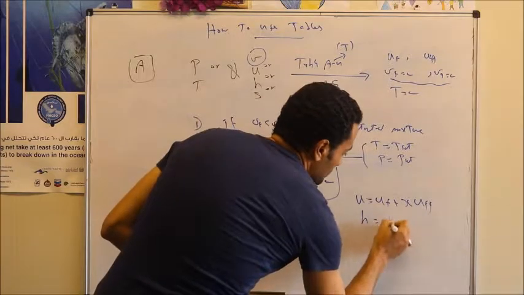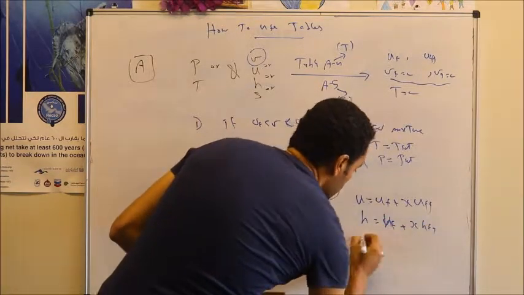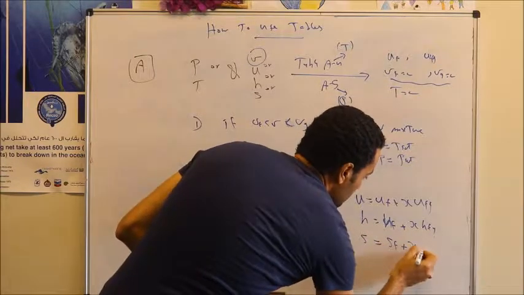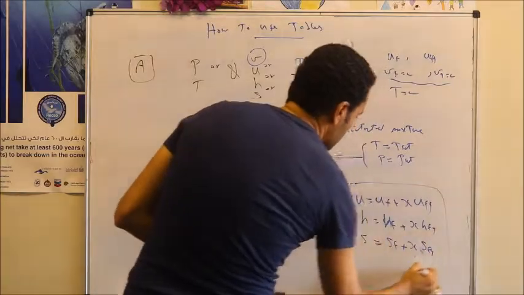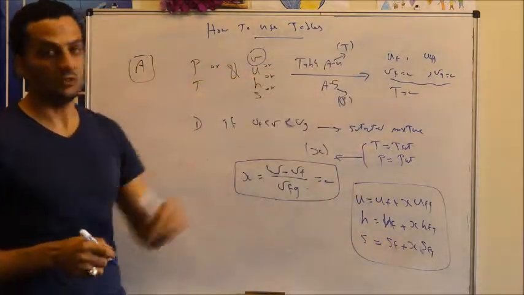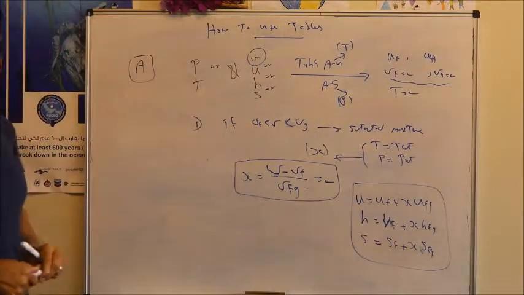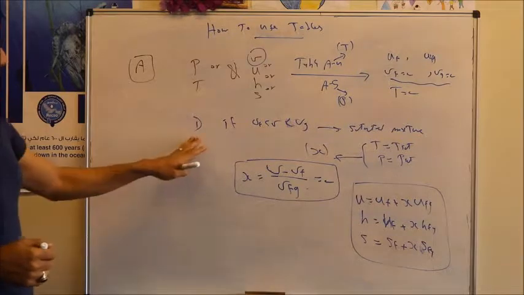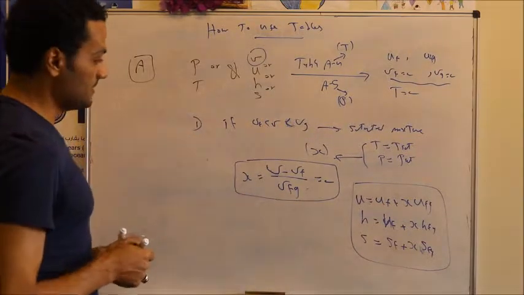Also like this, enthalpy will equal h_f plus x h_fg, entropy will equal s_f plus x multiplied by s_fg. And all of these saturated liquid and saturated gas properties can be just located from the table. And we do have the value of x calculated. This is the first option, if v is greater than v_f and less than v_g.